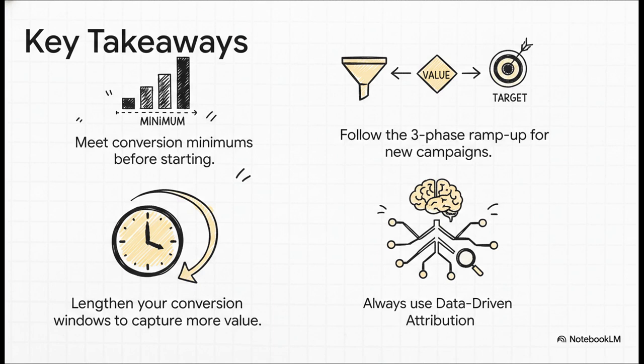If you walk away with nothing else, please remember these 4 things. 1, meet your conversion minimums before you even think about starting. 2, for new campaigns, always follow that 3-phase ramp-up. 3, stretch out your conversion windows to give the AI more data to learn from. And 4, always use data-driven attribution, period.